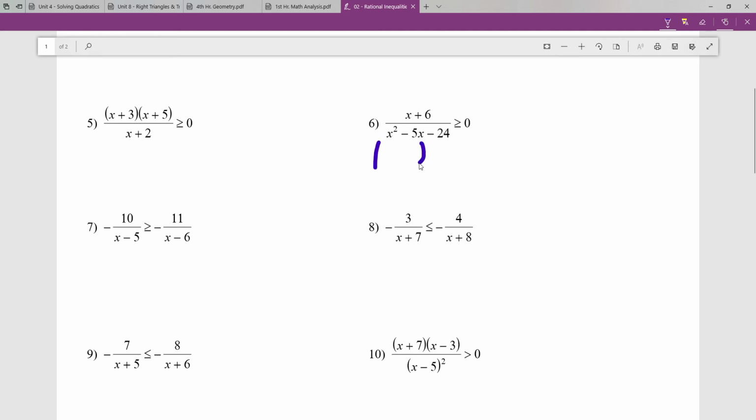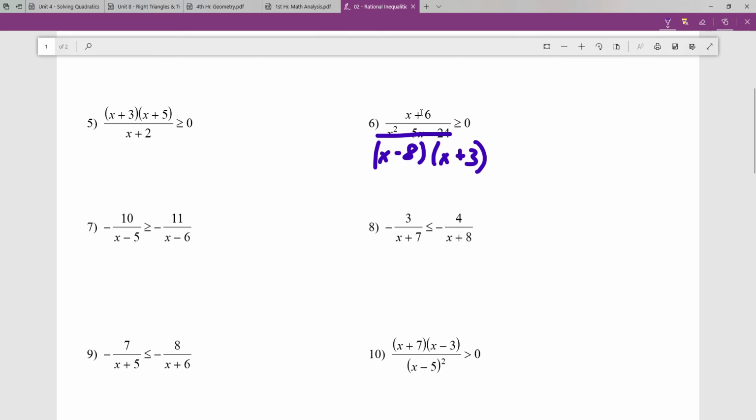Now again, we get to do basic factoring here. Factors of negative 24 that add up to negative 5. Well, if you think about that a little bit, I'm betting it's going to be a negative 8 and a positive 3. x minus 8, x plus 3. So we have x plus 6 over x minus 8, x plus 3. That polynomial doesn't really exist anymore. We're going to set all of these equal to 0.